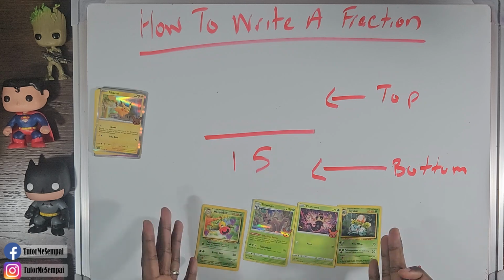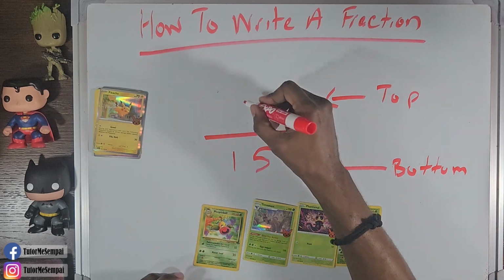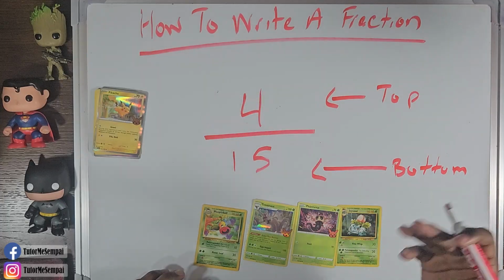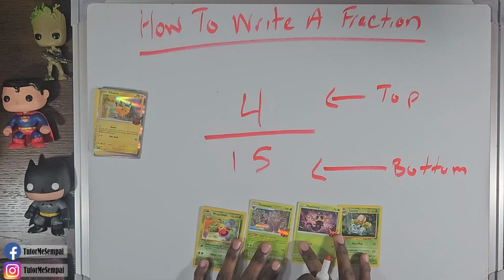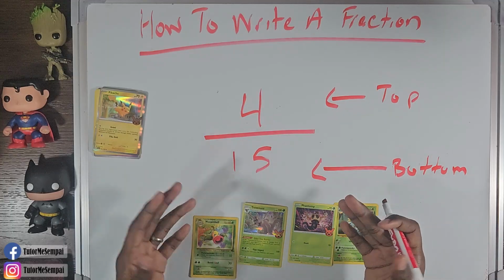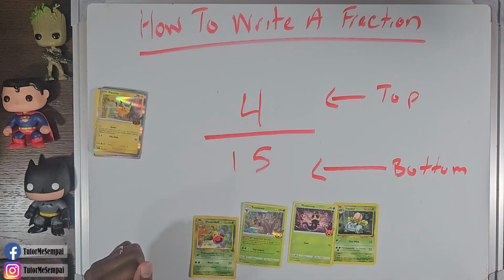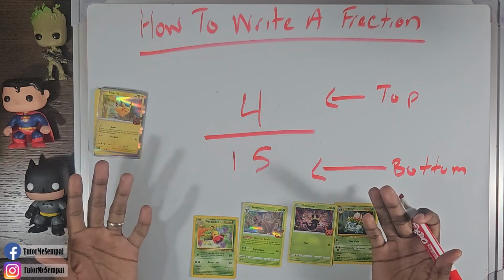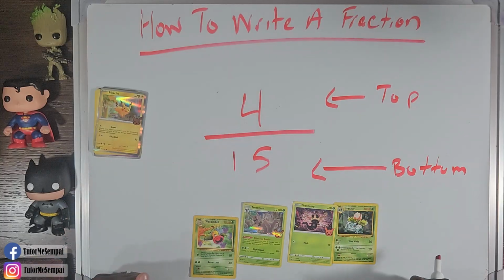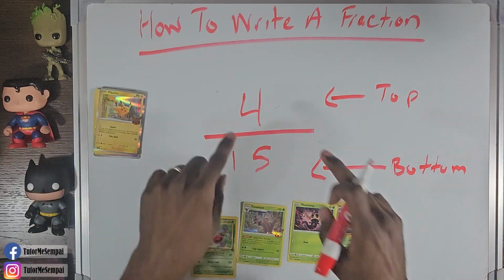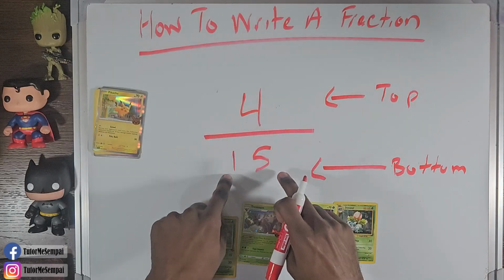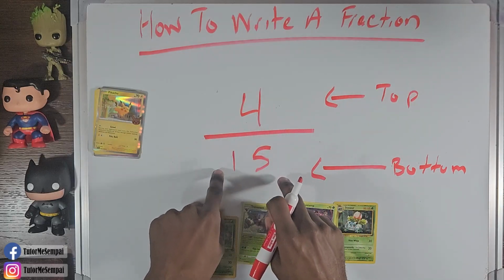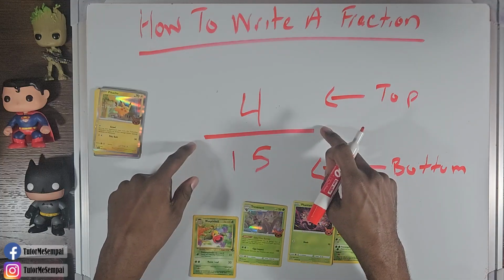How many am I focusing on now? 4. 4 goes in the top. Our focus goes in the top. This now is a new fraction. Of my entire group of 15 cards, 4 out of 15 of them have a fire weakness. So this is how you write a fraction. Your focus goes in the top, your entire group number goes in the bottom. And don't forget your bar that separates it.